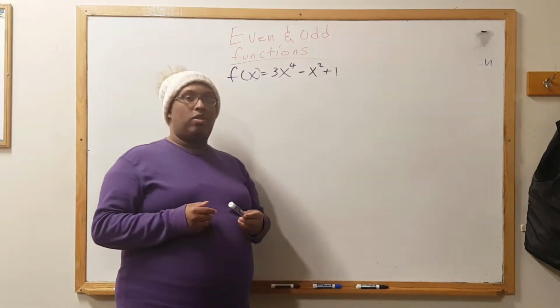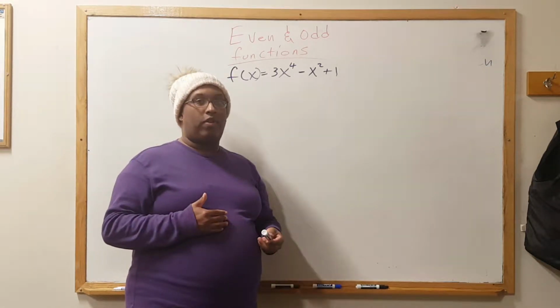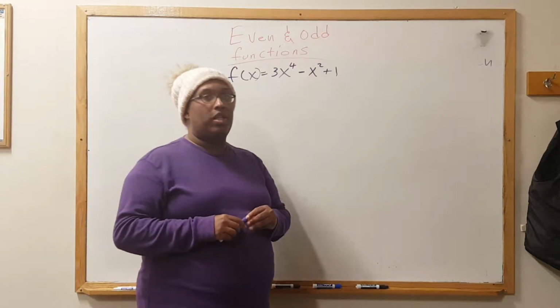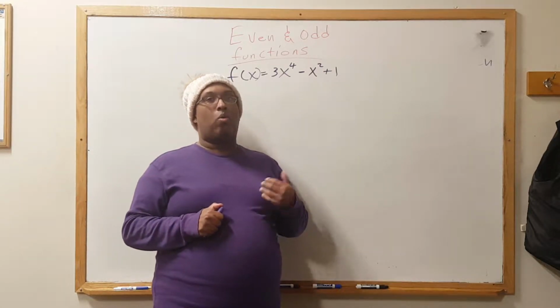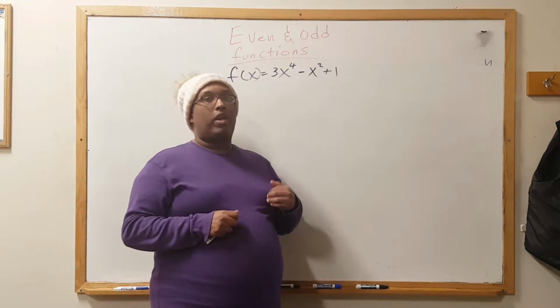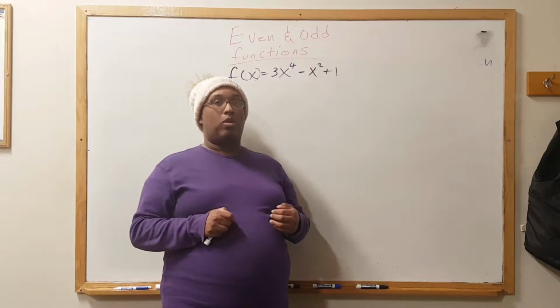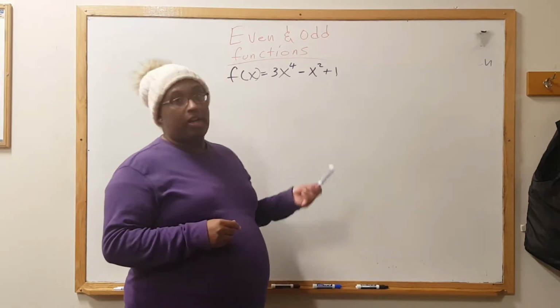So first thing we need to do is talk about the formula for an even function and the formula for an odd function. An even function is usually symmetrical about the y-axis, and an odd function is usually symmetrical about the origin. So let me write a rule.